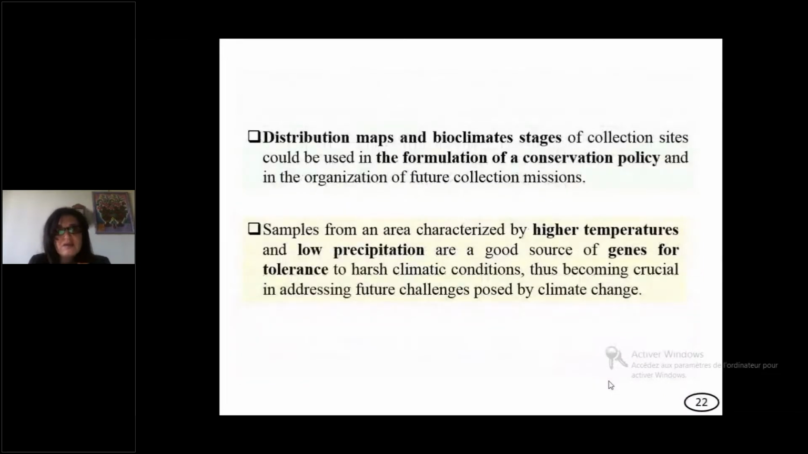The distribution maps and bioclimate stage of collection sites could be used in the formulation of a conservation policy and in the organization of future collection missions. Then, samples from an area characterized by higher temperature and low precipitation are a good search for genes for tolerance to harsh climatic conditions, thus becoming crucial in addressing future challenges posed by climate change.